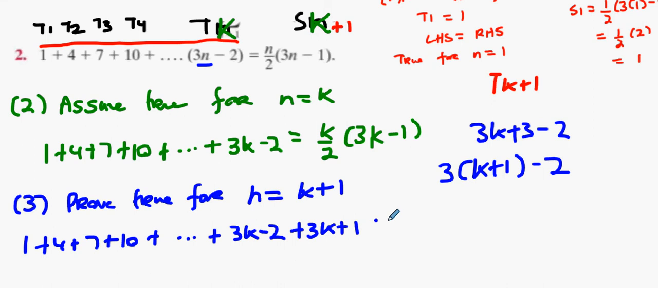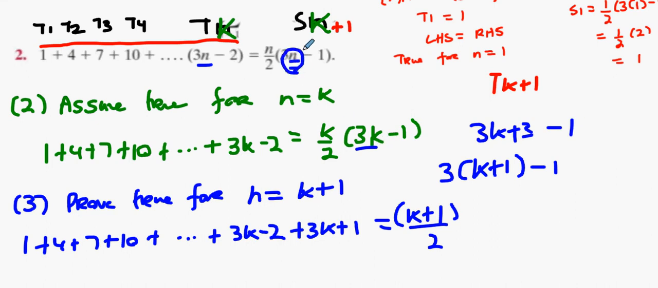Well, this must equal S of k plus 1. But what is S of k plus 1? Replace k with k plus 1. K plus 1 over 2. Now, I have to do 3 times k plus 1, take away 1. So I'm just going to change this here. So it's 3 times k plus 1, take away 1, because you're replacing this n with k plus 1. And what you're going to get, 3k plus 2, is it? Yeah.